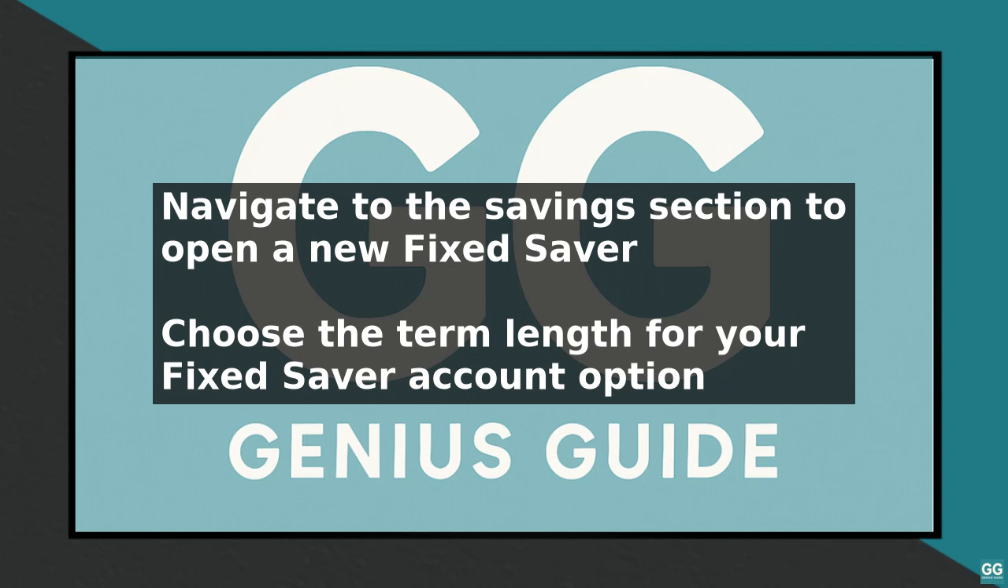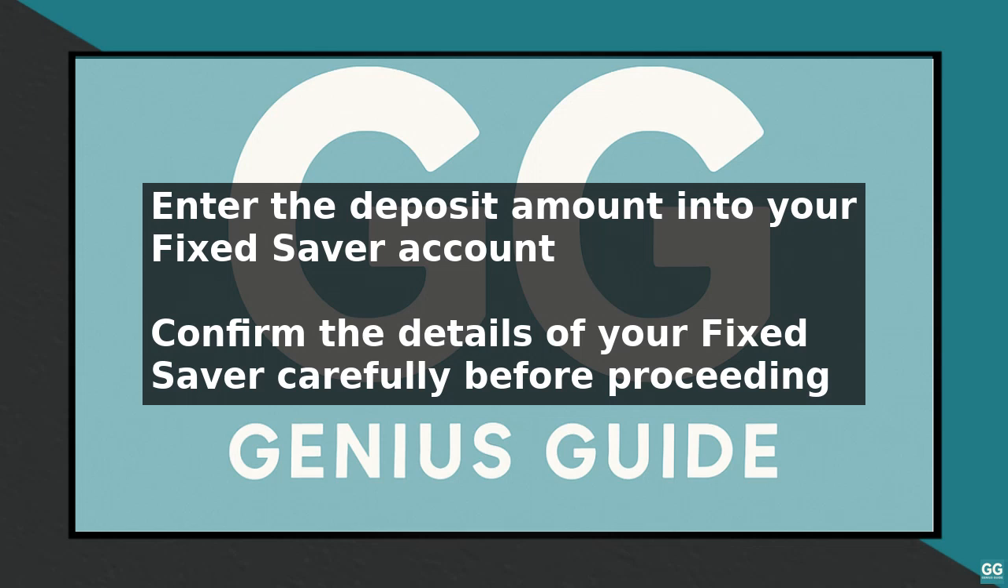You will then be asked to confirm the details of your Fixed Saver, including the term length and deposit amount. It is essential to carefully review the terms and conditions of your Fixed Saver before confirming, as you will be locking your money away for the chosen term length and will not be able to access it without incurring a penalty. After confirming the details of your Fixed Saver, the funds will be transferred from your Zopa holding account, and your Fixed Saver will be opened.